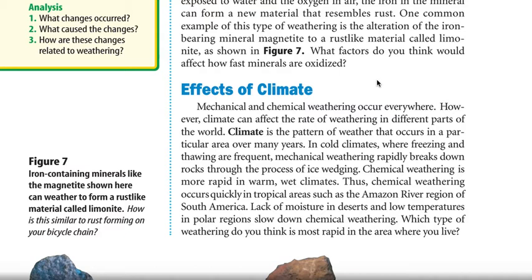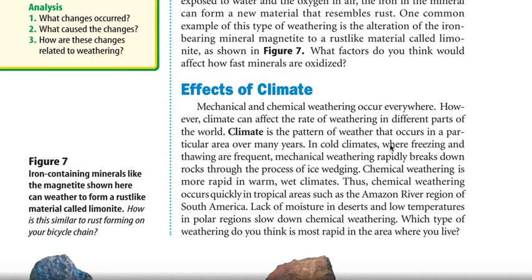Effects of climate. Mechanical and chemical weathering occur everywhere. However, climate can affect the rate of weathering in different parts of the world. Climate is the pattern of weather that occurs in a particular area over many years. Let's repeat that. Climate is the pattern of weather that occurs in a particular area over many years.